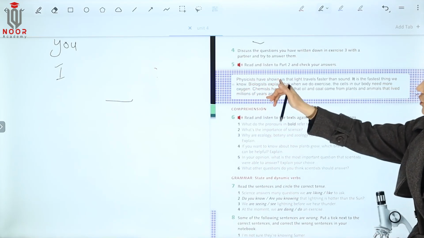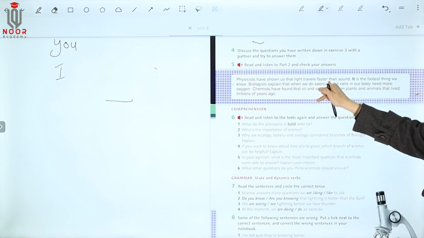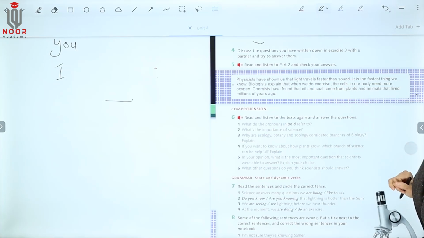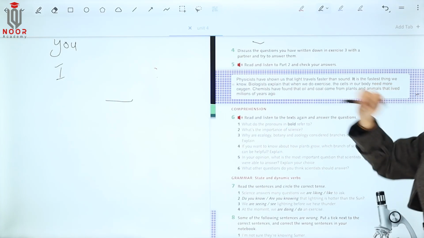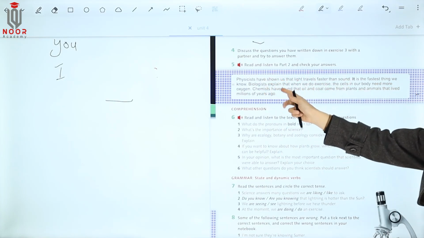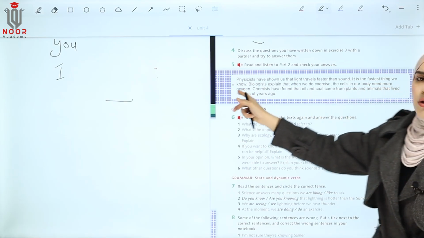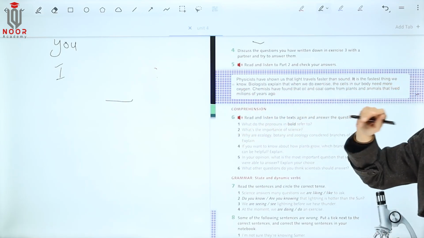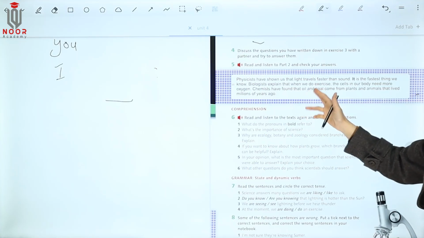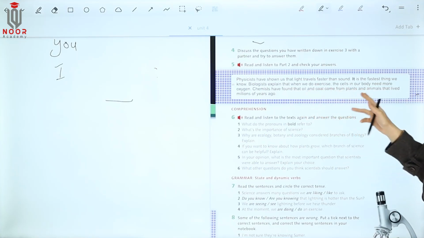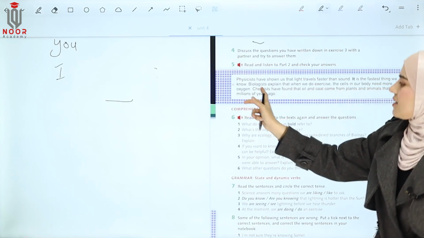Physicists have shown us that light travels faster than sound. It is the fastest thing we know. Biologists explain that when we do exercise, the cells in our body need more oxygen. Chemists have found that oil and coal come from plants and animals that lived millions of years ago.